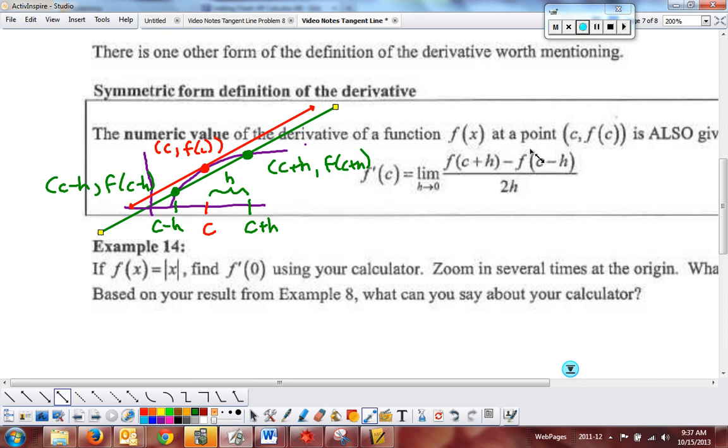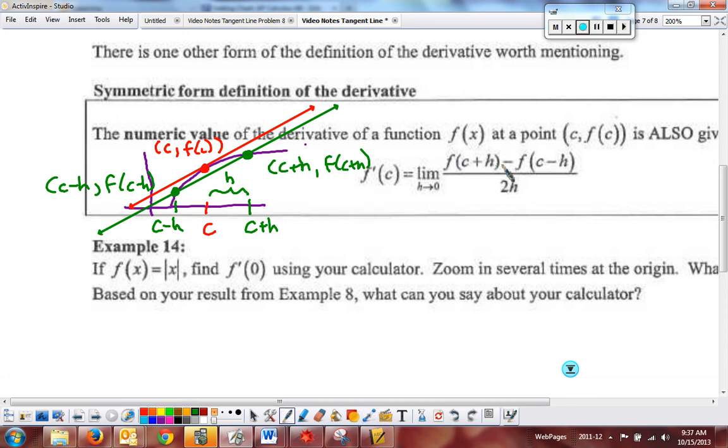And then where did this formula come from? What's the top right here? f of c plus h minus f of c minus h. Here's y2 and here's my y1 that I'm using now. And then on the bottom, okay, here's my x2, here's my x1. What happens when you subtract those? You had c plus h minus c minus h, and that's exactly your 2h.